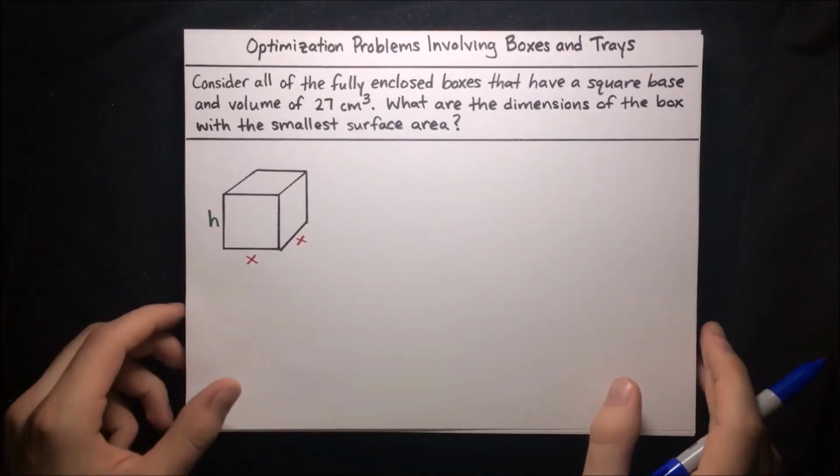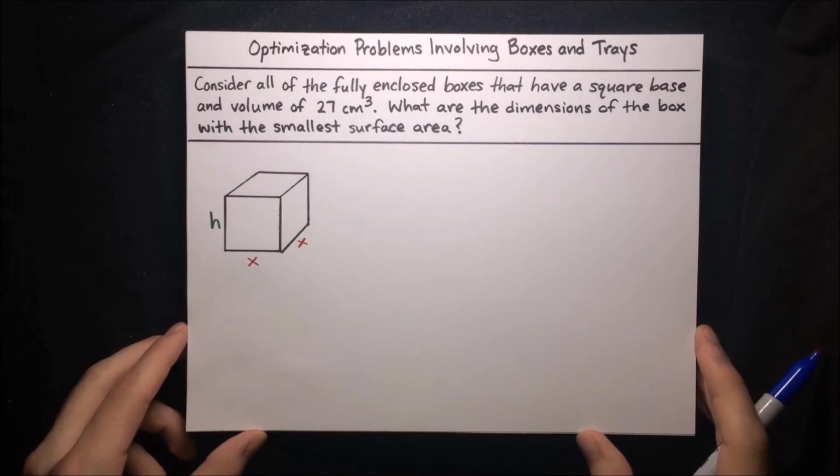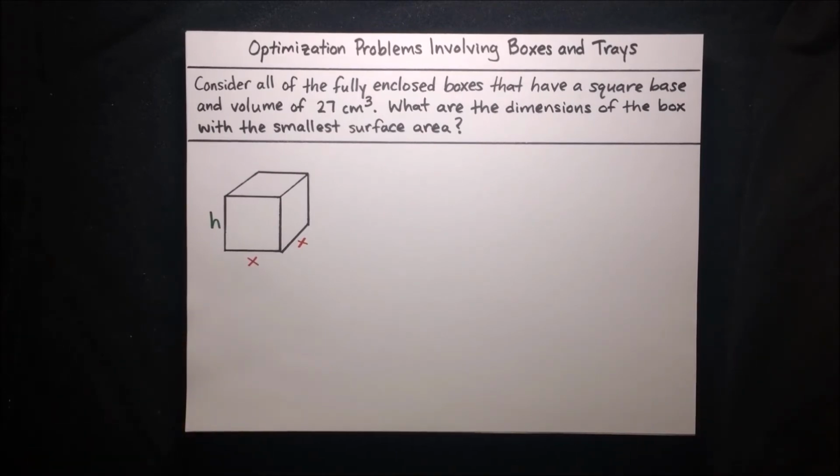Alright, on to the next problem. Consider all the fully enclosed boxes that have a square base and volume of 27 centimeters cubed. What are the dimensions of the box with the smallest surface area?